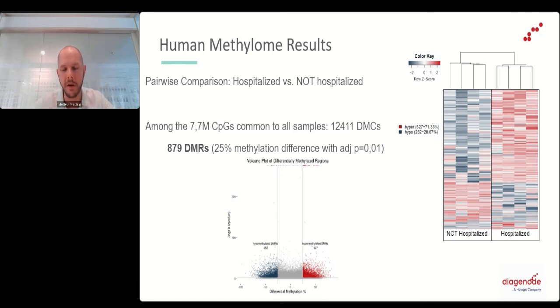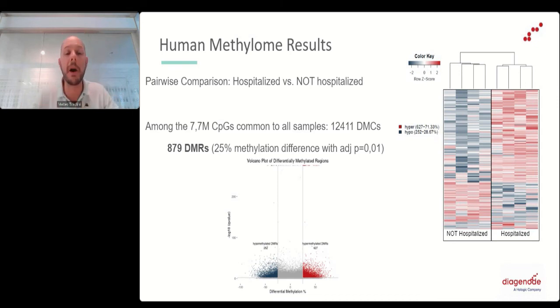And if we ran that on a higher number of samples, just to be sure, and to finalize that those 800 DMRs and 12,000 DMCs are actually a very strong signature to discriminate between non-hospitalized and hospitalized data, then we will be able to move to a more custom targeted DNA methylation approach, moving from biomarker discovery to biomarker validation.